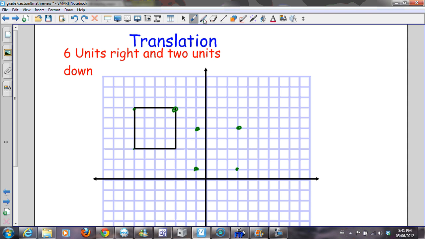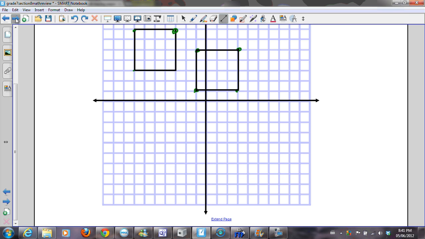And then all I have to do is reconnect my lines again. And I have a perfectly translated image. Okay, not too hard at all.